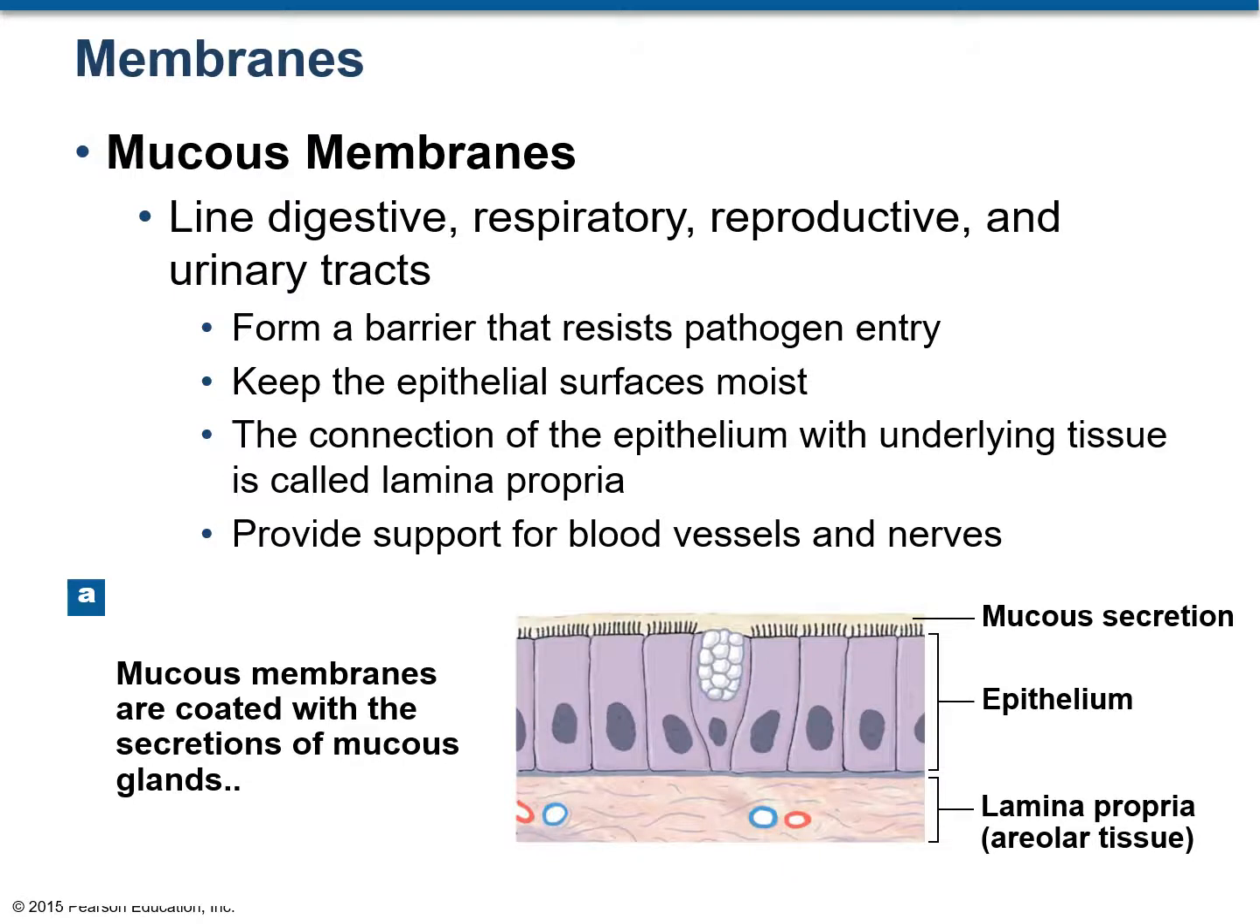Mucous membranes are usually present in the inner lining of all of your tracts inside the body, such as the digestive, respiratory, reproductive and urinary tracts. These membranes provide mucus, and this mucus traps pathogens, so it resists pathogen entry, and they also provide support for blood vessels and nerves.